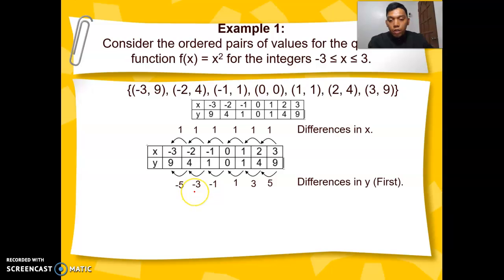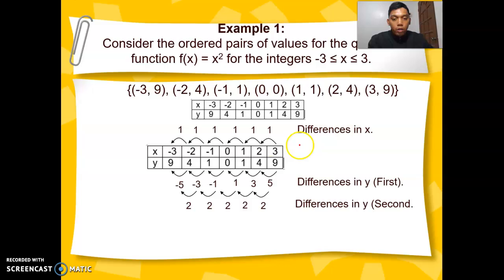After the first difference, let's get the second difference, right? Negative 3 minus negative 5, that's 2. Negative 1 minus negative 3 is 2, and so on. It becomes 2. So this is the second differences in y. What have you noticed with the differences in the x values? Right, it's 1, of course. What about the differences in y?